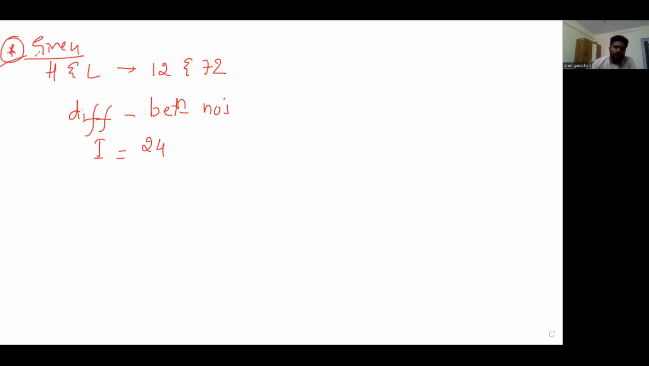Now, if we have no idea also how to solve anything, then if you are comfortable enough in writing the given part, half the work is done. This is how you write the given part. We wrote it as HCF and LCM are 12 and 72. The difference between the numbers is what we are supposed to calculate. The first number is given as 24.